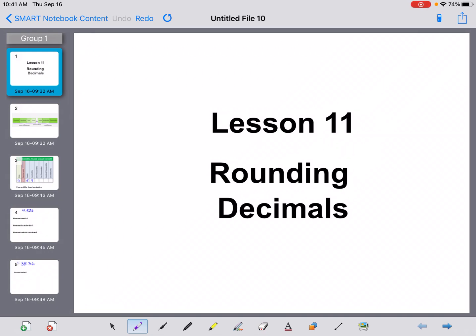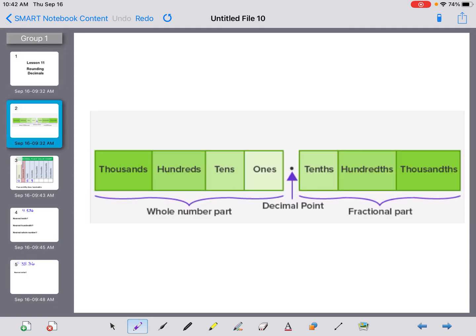Lesson 11, rounding decimals. So today we're going to continue our work with decimals. In the last lesson, all we were really worried about was how many digits there were in the decimals and deciding which decimal was bigger or putting them in order based on their value. But today we need to take a little bit of a closer look at decimal place value.